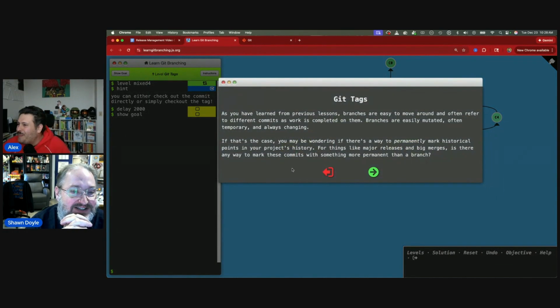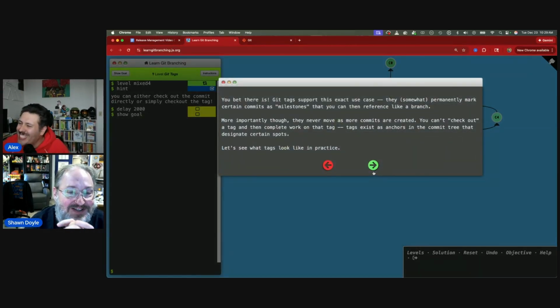All right, next one. Okay, git tags. So as you've learned from previous lessons, branches are easy to move around. Yep. And they often refer to different commits as work is completed on them. Branches are easily mutated, very temporary. If that's the case, you may be wondering if there's a way to permanently mark historical points in your project's history, for things like major releases and big merges. Is there any way to mark these commits? Yes, there is. And that's what the session's called: tags.